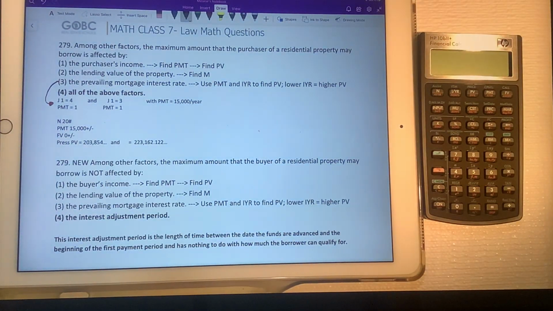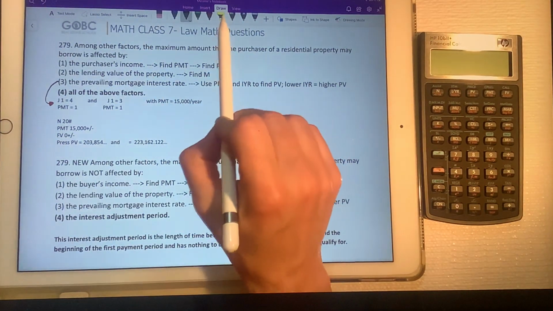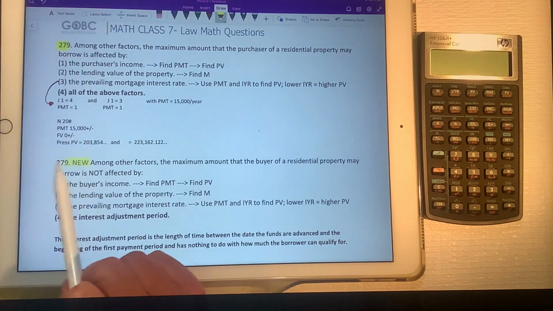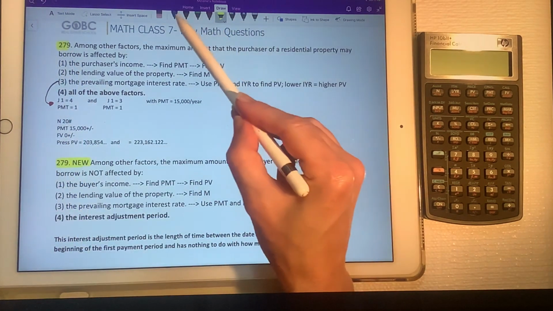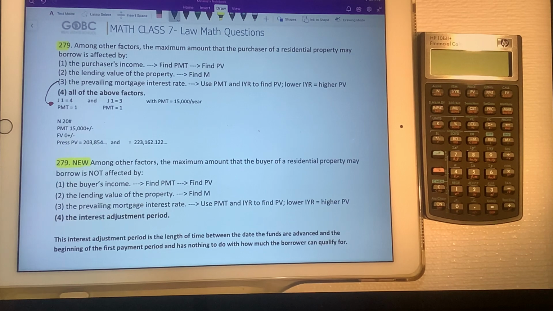Okay, question 279. I know there's a lot of stuff on the page here. I actually have 2 questions. I have 279 and I have 279 new together. So that's why it looks really busy on the page. So this is, again, another set of questions that they've given you where it's one version of the question and the opposite version of the question.